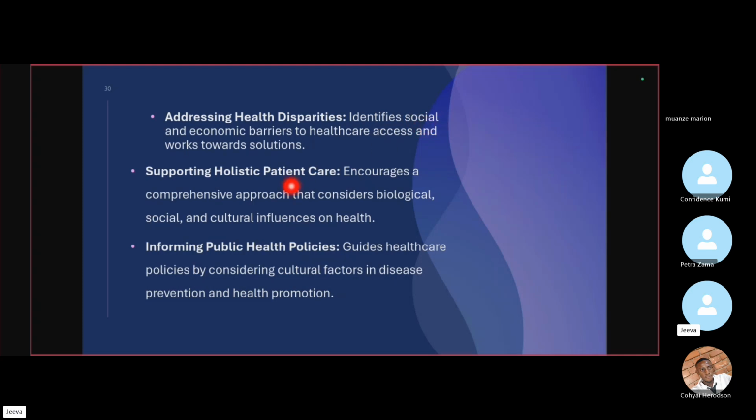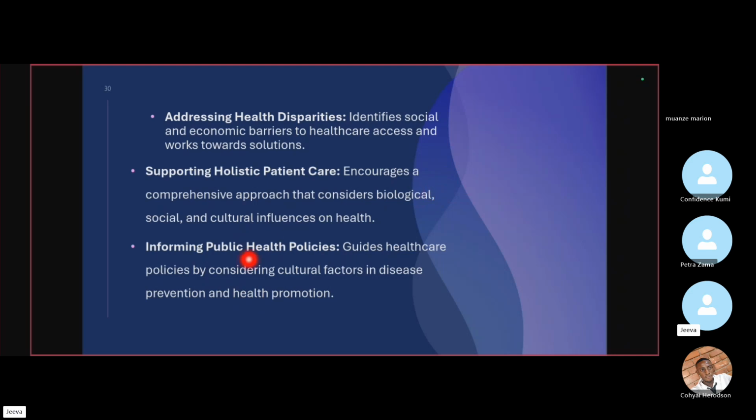Then supporting holistic patient care. You can encourage a comprehensive approach that considers biological, social, and cultural influences on health. That is, you can give proper care to your patients, providing holistic patient care by encouraging such approaches in patient treatment.